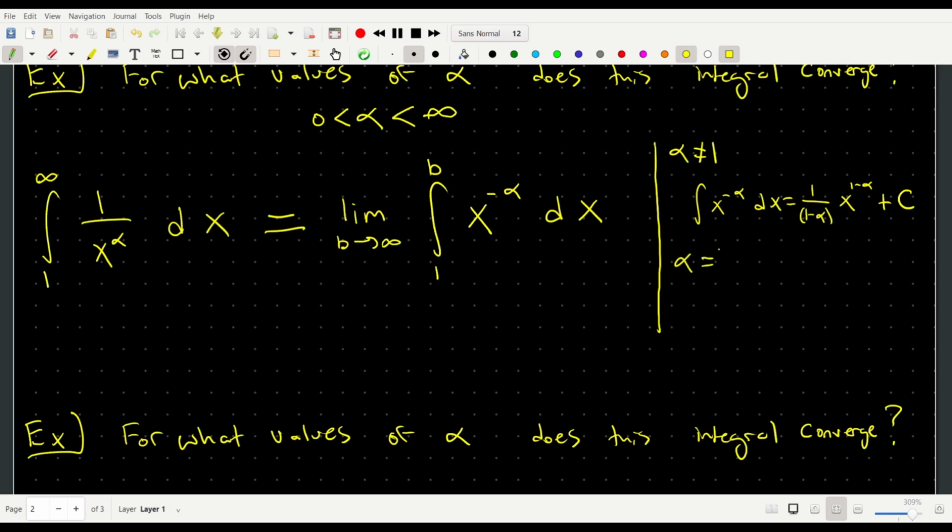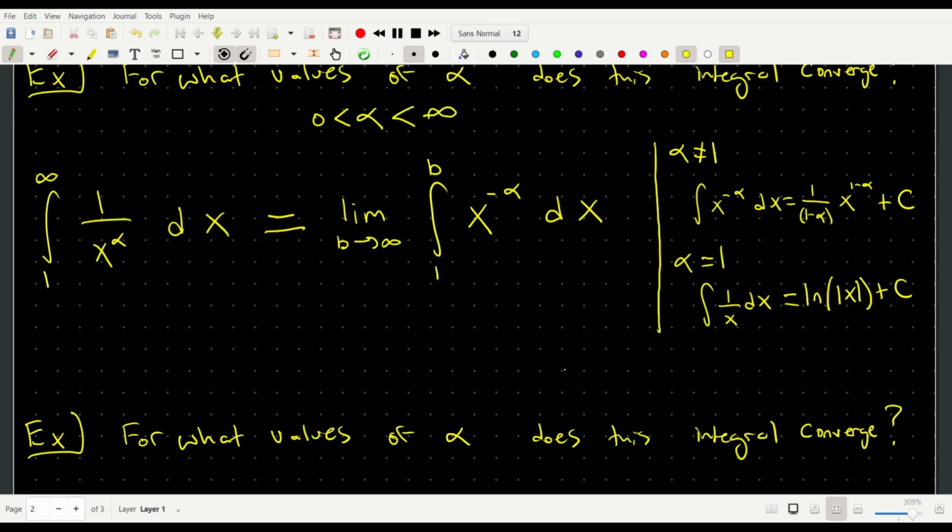If alpha is in fact equal to 1, then the antiderivative is just the antiderivative of 1 over x dx, because when alpha is equal to 1, x to the negative alpha is just 1 over x. This is the natural log of the absolute value of x plus c.